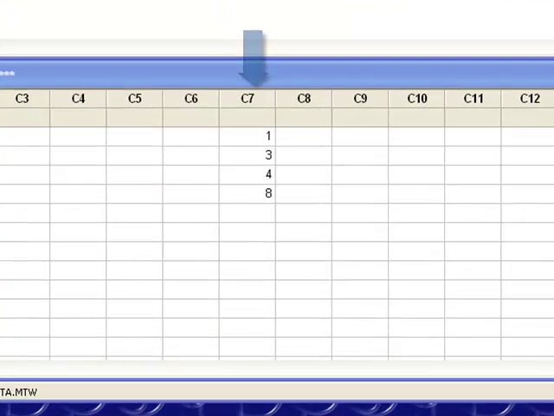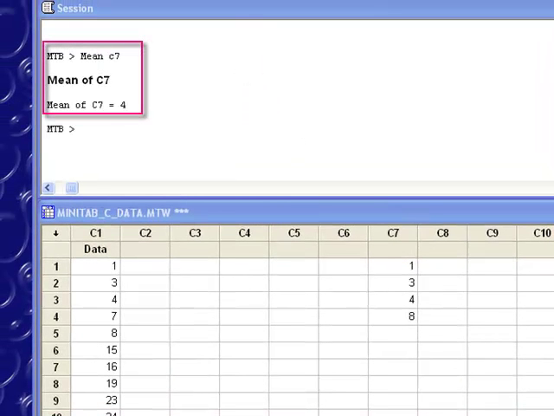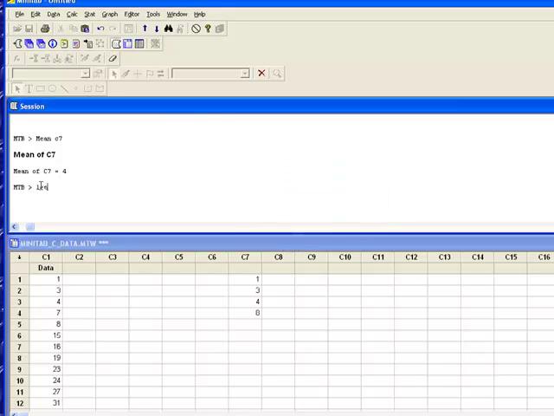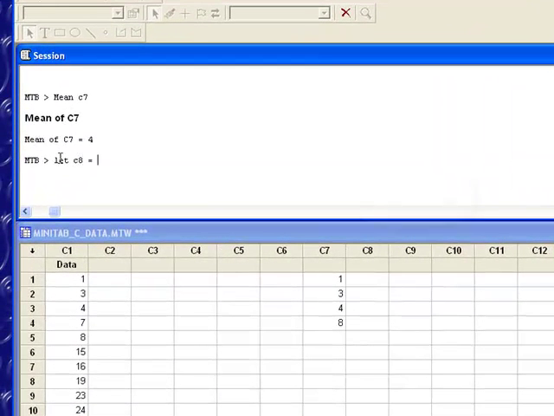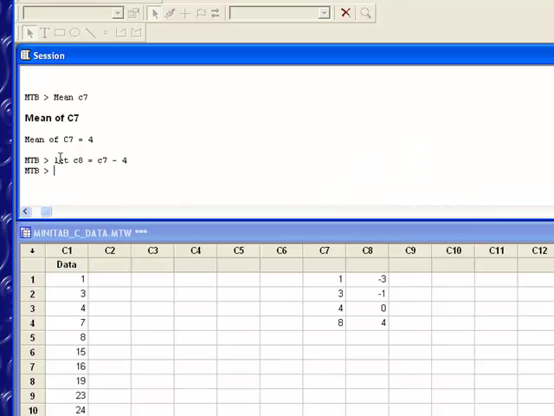Let's take a look at what I mean. Let's look at the data in column C7. I'm going to get the mean of that column. It's 4. So in C8, I'm going to have the difference between each of those data values in C7 and this new mean that we found, which is 4. So the way I do this, I would say let C8 equal C7, all the values in C7, minus that mean that we just calculated, which was 4. Now let's look at the sum of column 8, the sum of those differences. It's always going to be 0.